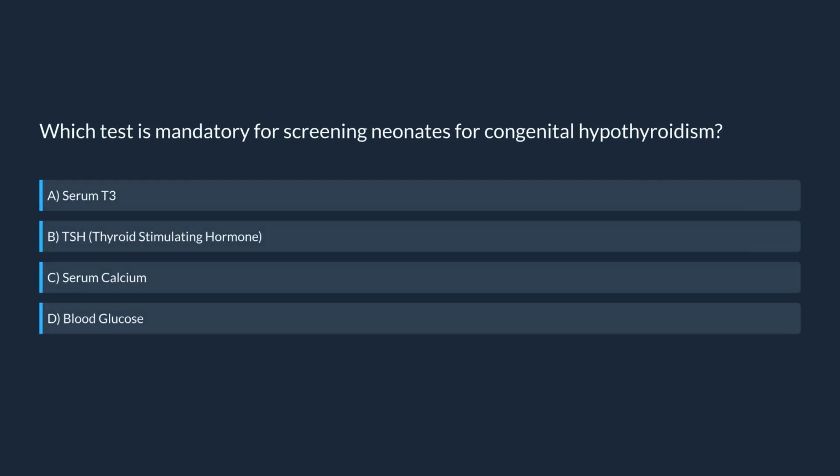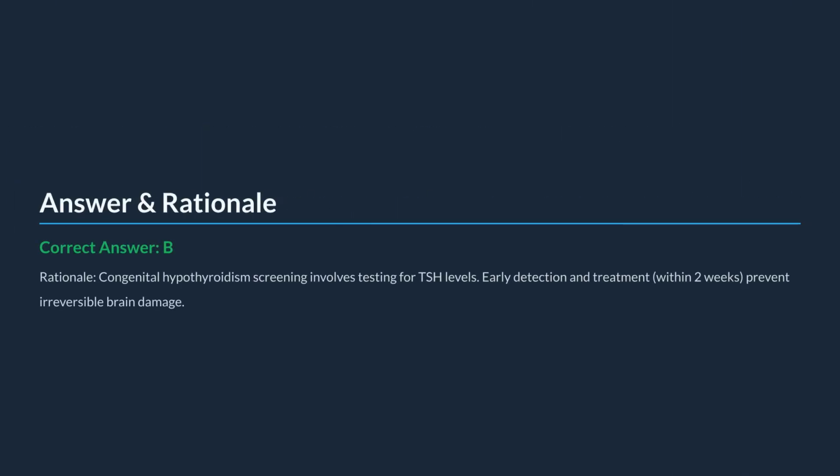Which test is mandatory for screening neonates for congenital hypothyroidism? The correct answer is B. Congenital hypothyroidism screening involves testing for TSH levels. Early detection and treatment prevent irreversible brain damage.